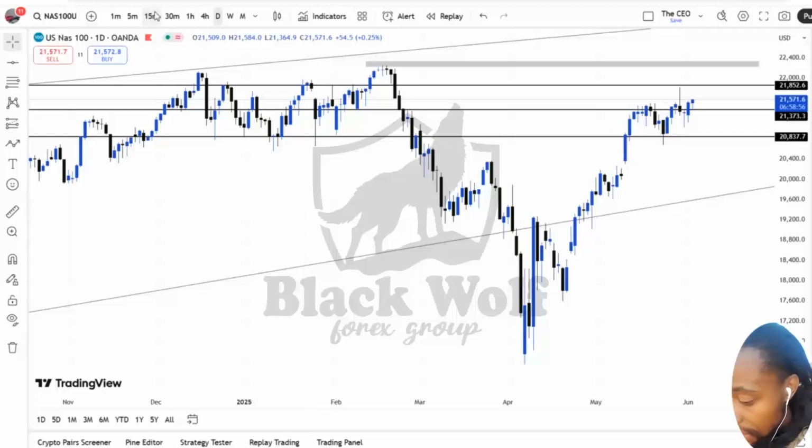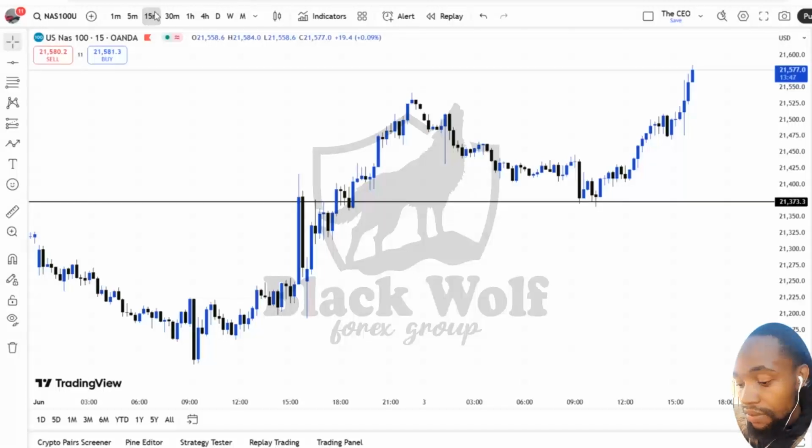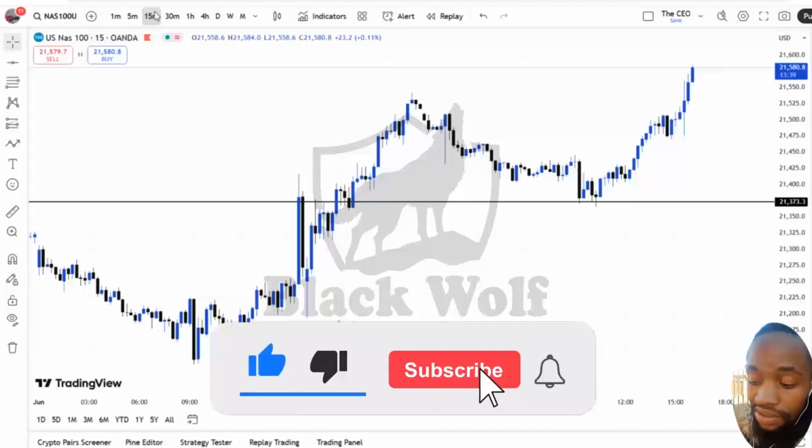So if you see something, I advise you go in and out, unless you are holding a bullish position. If you are holding a buy, just keep it like that, because I'm sure the market's gonna keep on going up. If it goes down, it's gonna be temporary, bro. But at the end of the day, it's gonna shoot up.